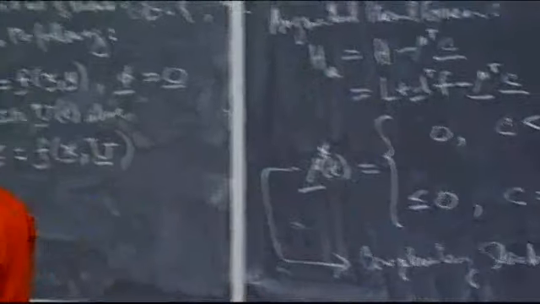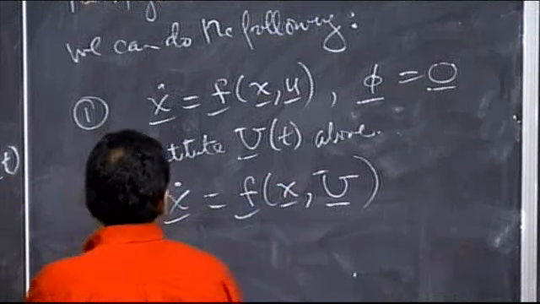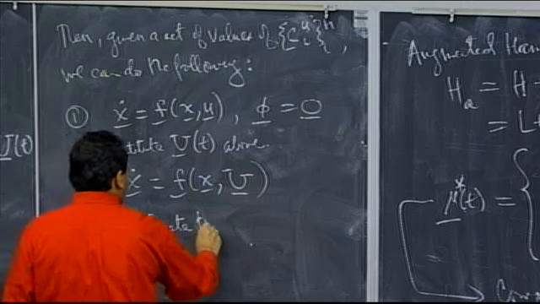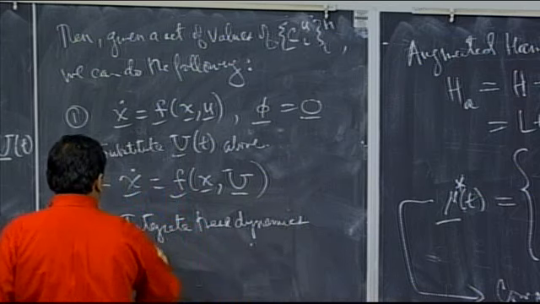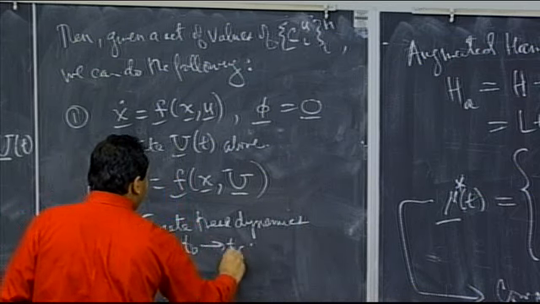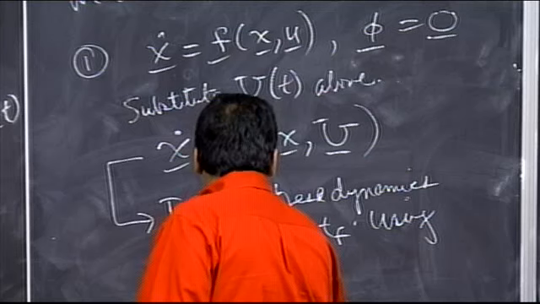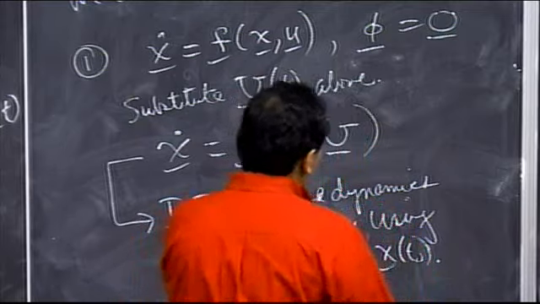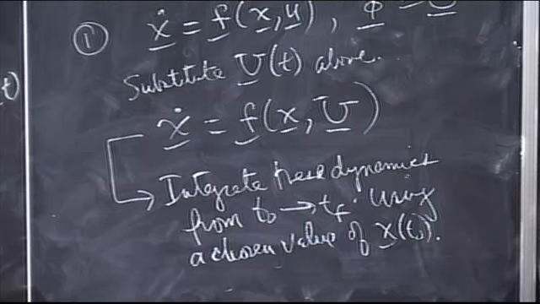Second thing you do is whatever method you use to integrate, so I should write this down. So then you integrate these dynamics from t0 to tf using a chosen value of x at t0, right? Because I don't know what this is at this point, right? Phi has to be equal to 0, so I just pick some value and integrate. Phi is probably not going to equal 0, depending upon what I choose.